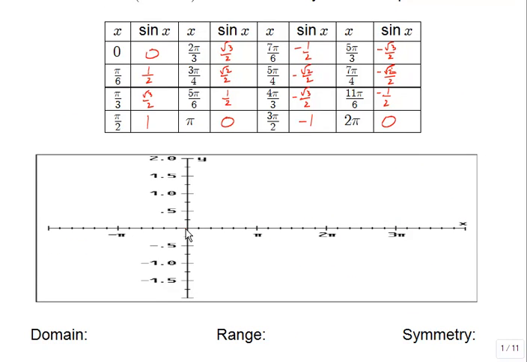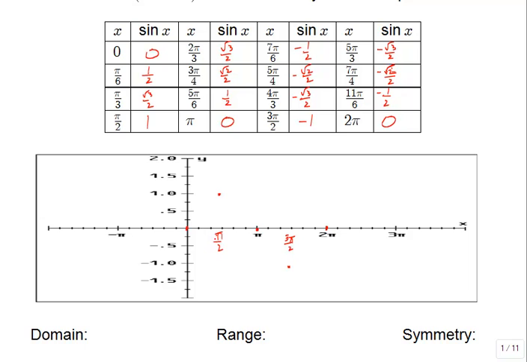So sine of 0 is 0. Let me plot all of my quadrant angles first, since they're nice values. Pi over 2 would be right here, and that had a sine value of 1. Sine of pi is 0. 3 pi over 2 would be right here, and that had a value of negative 1. And sine of 2 pi is 0. And then for these others, we're going to have to estimate.